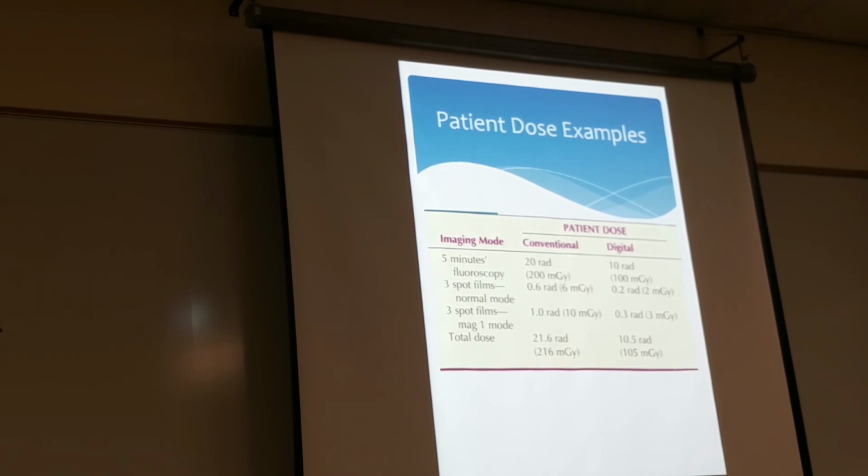3 spot films. Now this is using the cassettes with the film in it to take images. If we took 3 in normal mode, that's a little over half a rad. With digital, looking at that, again, much less than that, 1/3. And then doing 3 spot films in mag mode, you can go up to 1 rad. Again, with digital, very little difference. So, again, the dose has been about cut in half from what we had before.